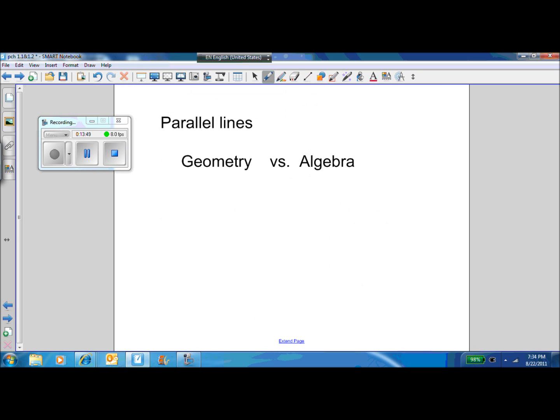Now, parallel lines, geometry versus algebra. We looked at this already. We said parallel lines look like that. They never cross in geometry. In algebra, it's the concept that the slopes are equal. Slope 1 equals slope 2.